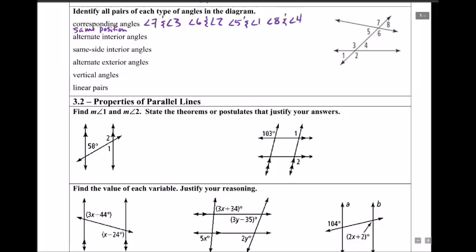Next are alternate interior, so that means opposite sides of the transversal and inside of our two lines. So who's alternate interior? Well, let's start with angle 5 and angle 4, and then that leaves angle 3 and angle 6. Okay, those are very useful to us, should be some of our favorites. You should be able to recognize those very quickly.